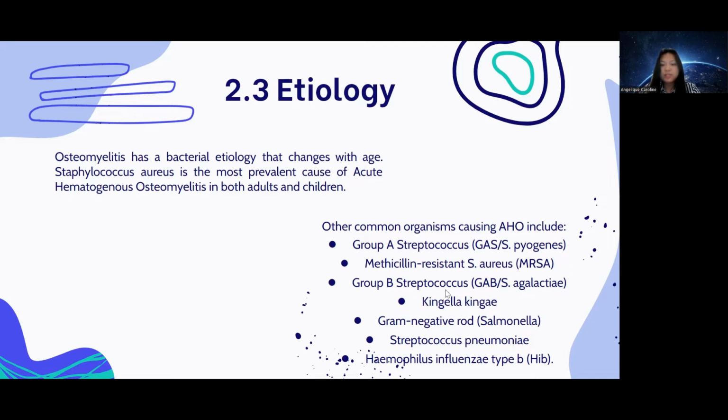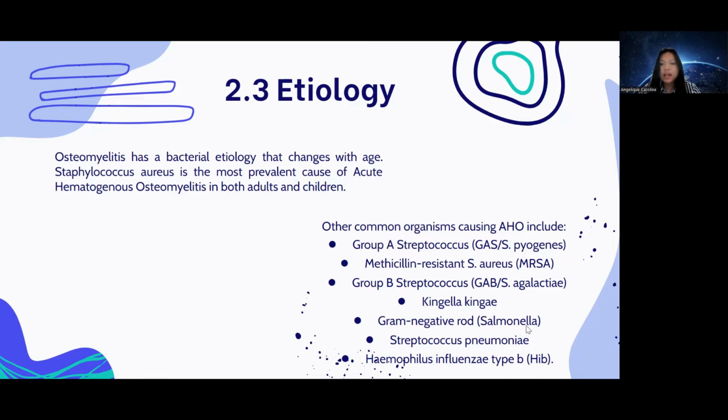And then we have group B Streptococcus, GBS, Streptococcus agalactiae. It is a well-known cause of AHO in newborns and young infants. And then Kingella kingae. This pathogen is most usually linked with septic arthritis, but it has also been found in osteomyelitis and may be found in children aged 6 months to 4 years old.